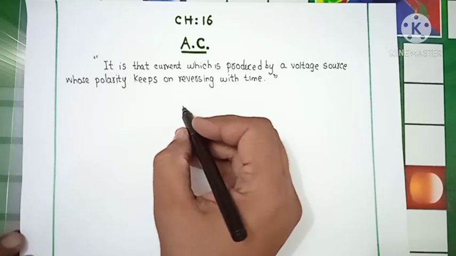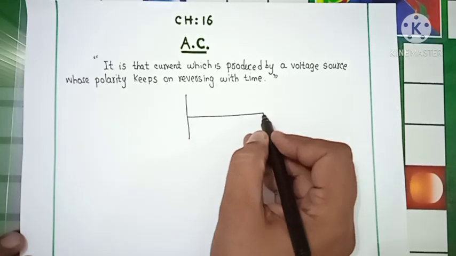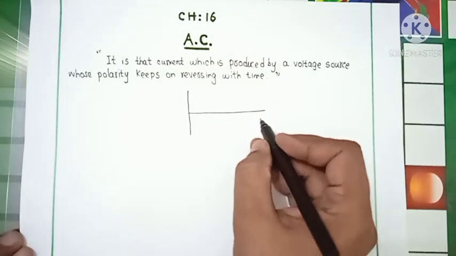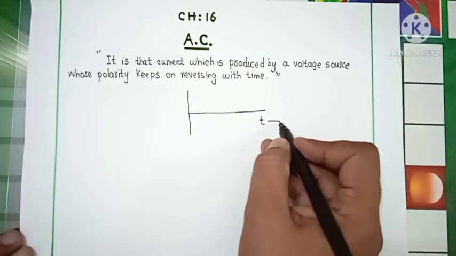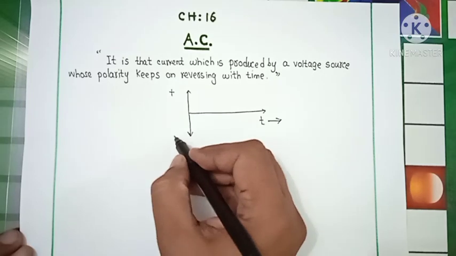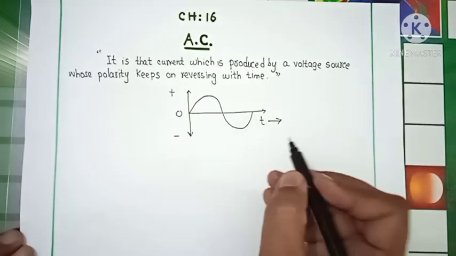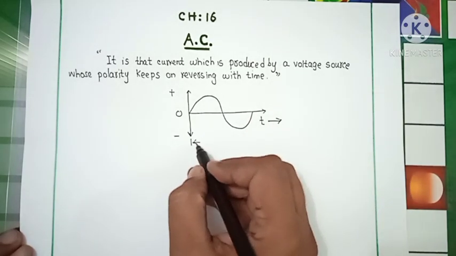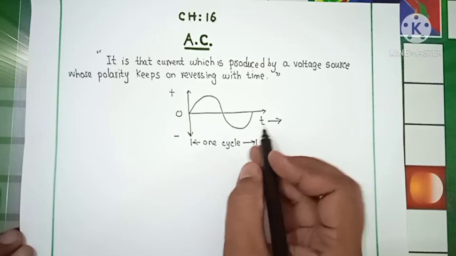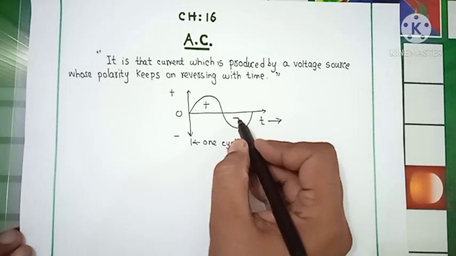So dear students, its wave shape is given by this. On the x-axis there is a time interval t, with positive voltage above, negative voltage below, and zero voltage. Its wave shape is just like that. This is one complete cycle of alternating current. The upper portion is known as the positive half cycle. The lower portion is known as the negative half cycle.